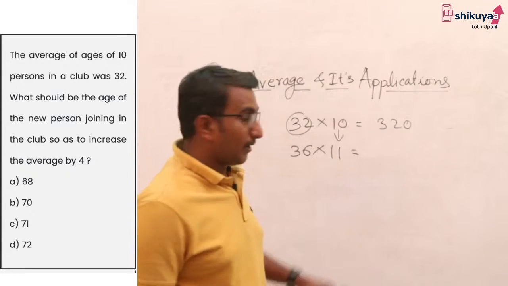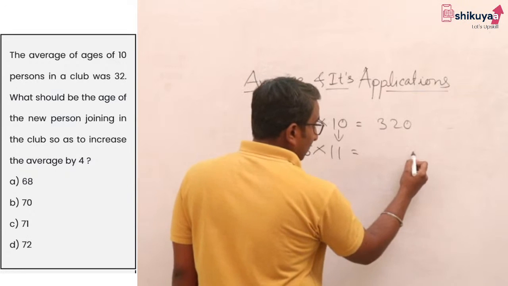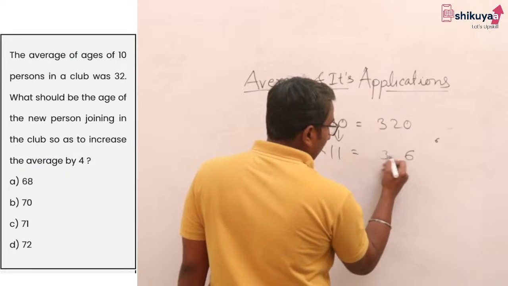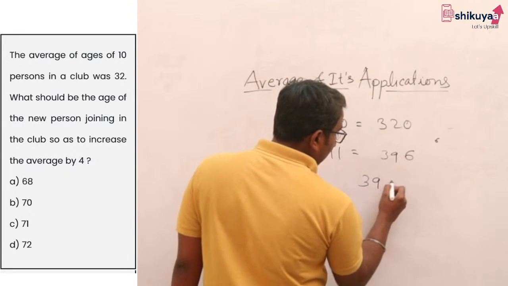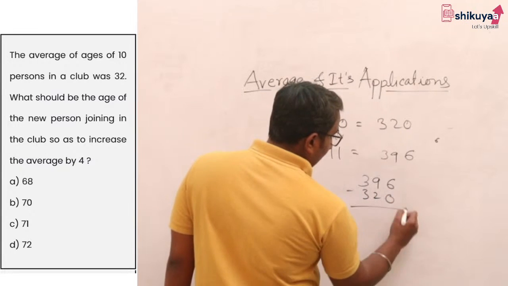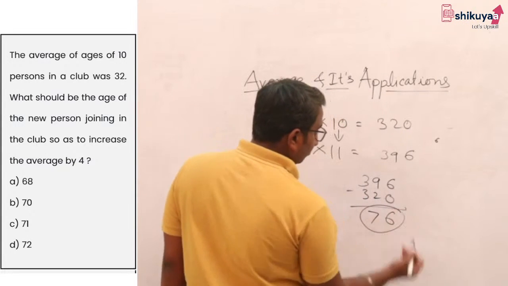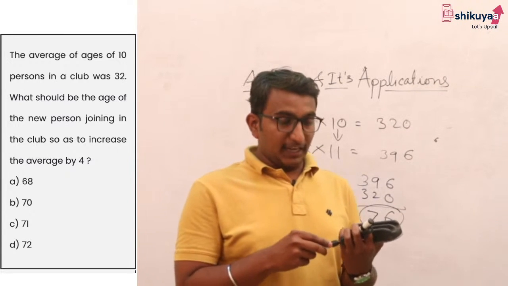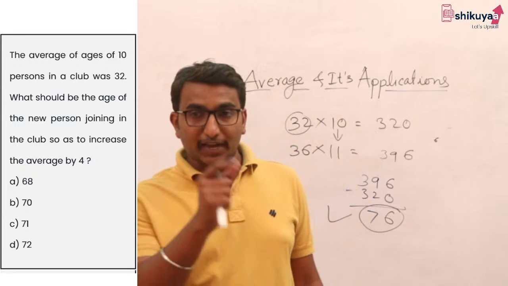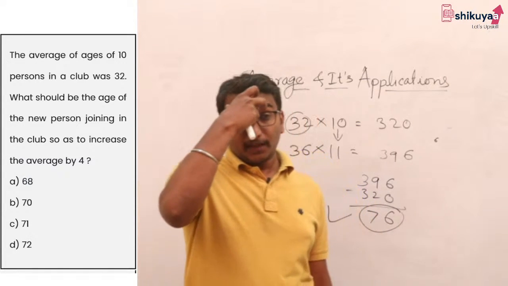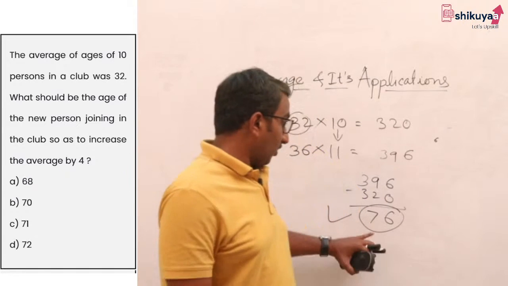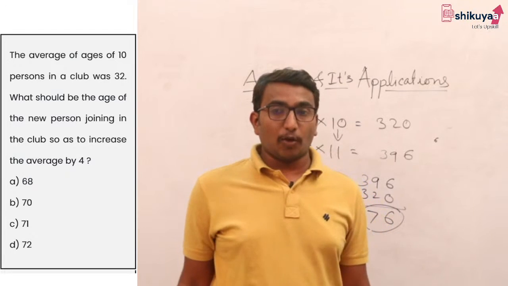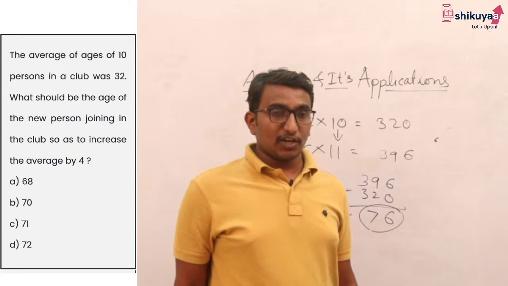So what is the new sum? Here it is 11 times 36. 11 sixes are 66, so here it is 6. 11 threes are 33, and 33 plus 6 is 39. So the new sum is 396. If you find the difference, 396 minus 320, how much is the answer? Your answer is 76. Here option D is actually 76. You have to correct that option, which is wrong in the question itself. So your answer must be 76, which is option D. Instead of 72, just consider option D as 76. Okay.